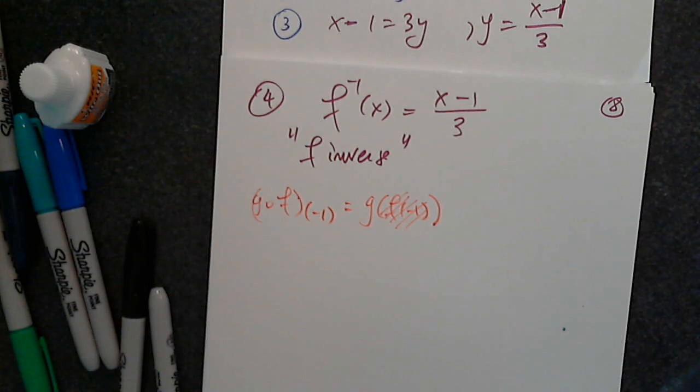Don't cross it out like that. I'm just making a point. Is that clear? Always have to be able to identify the inner and the outer because that's the sequence of steps. So now I need to find f of -1.